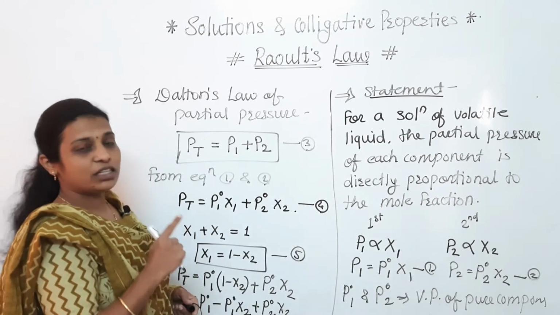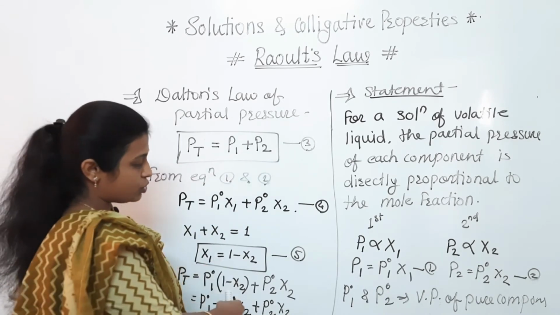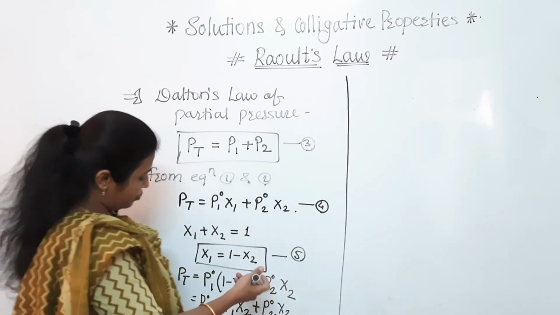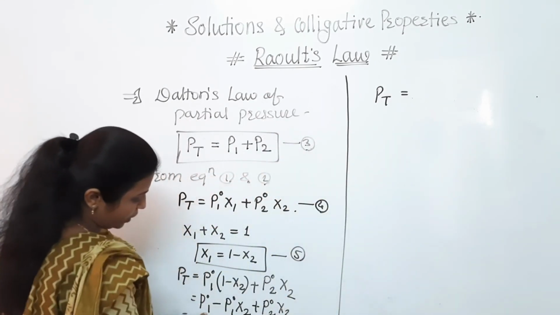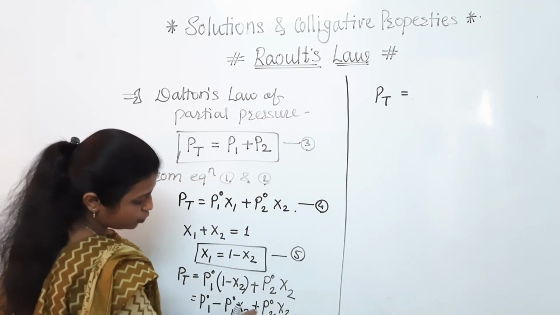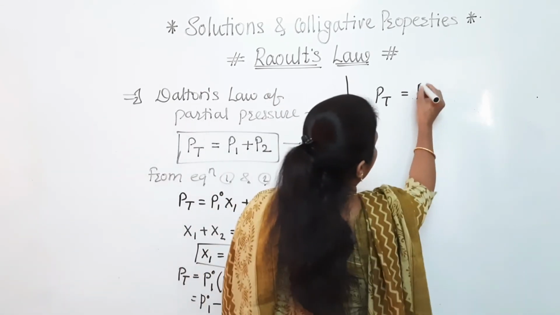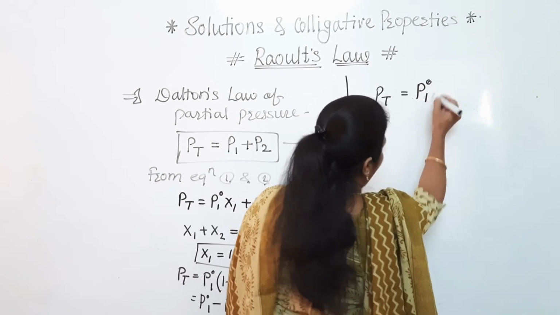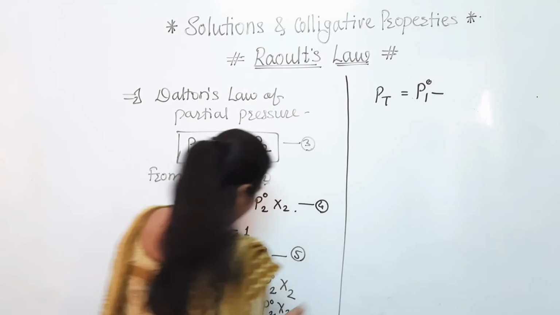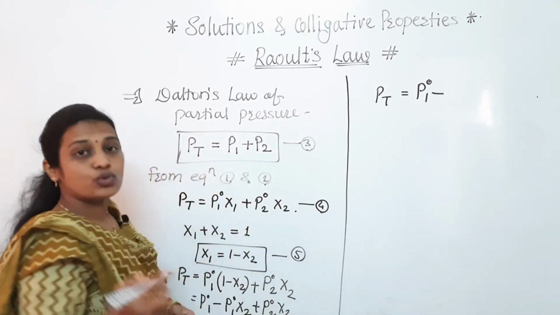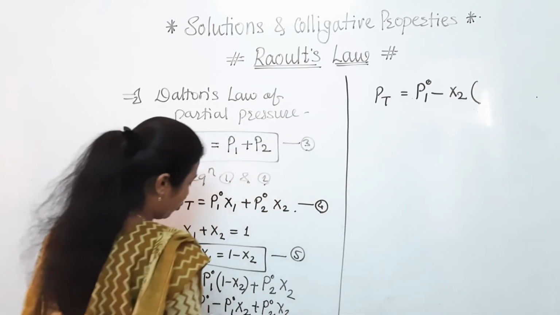If you have not completed the notes, please take a screenshot. Otherwise, you can write along with me also. So we will discuss the next step. After that, what will be the equation? Pt is equal to P01 minus P01 x2 plus P02 x2. Here we are taking P01 as it is, and the minus sign as it is. In the remaining terms, x2 is common, so we take x2 common.